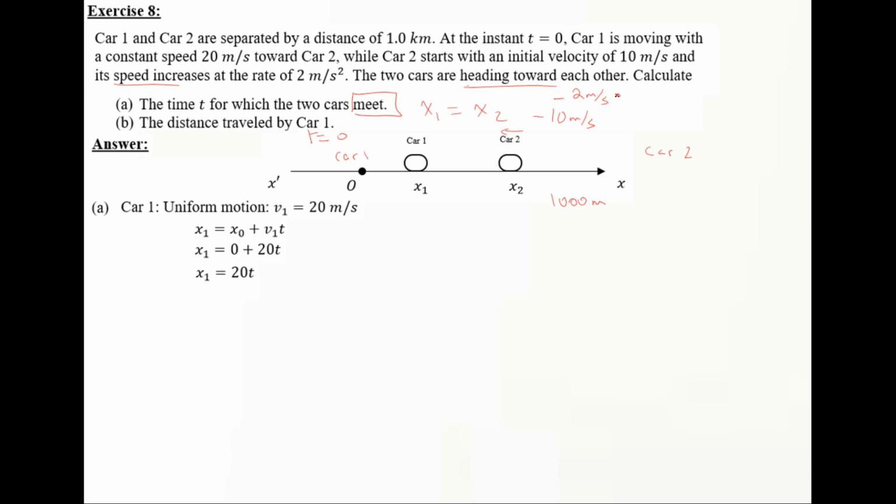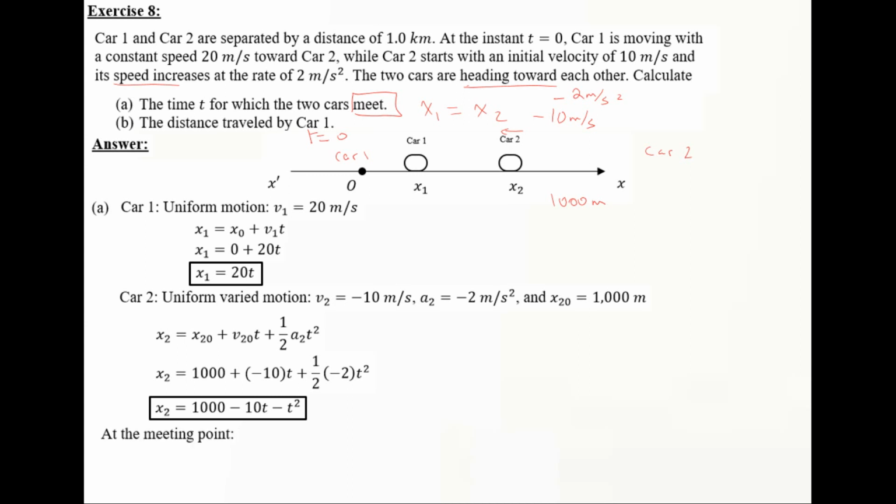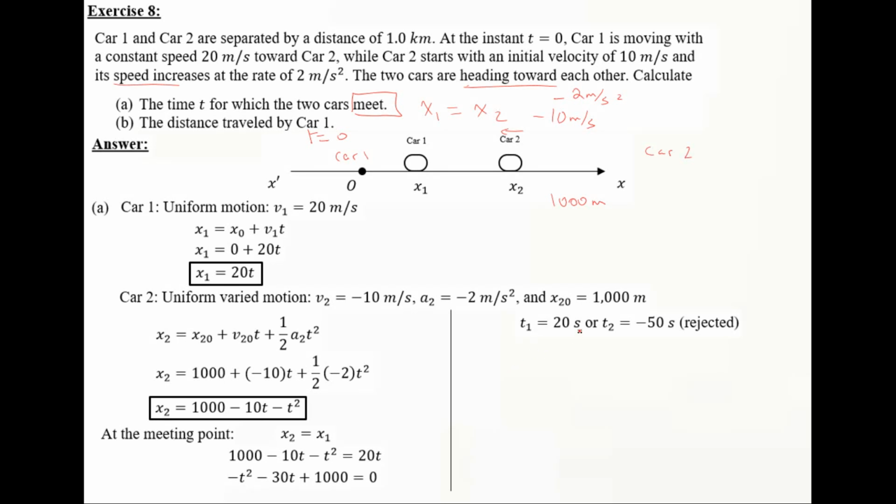Now we are ready to set the position-time equation for car 2, which is governed by uniformly varied motion. The initial position is 1000 meters in the positive direction, the velocity is minus 10, and the acceleration is negative 2. And x2 would be 1000 minus 10t minus t squared. Now, at the meeting point, where x1 is equal to x2, moving 20t to the left side, we are going to have the following quadratic equation. Solving this quadratic equation on the calculator, we'll have two solutions, t1 and t2.